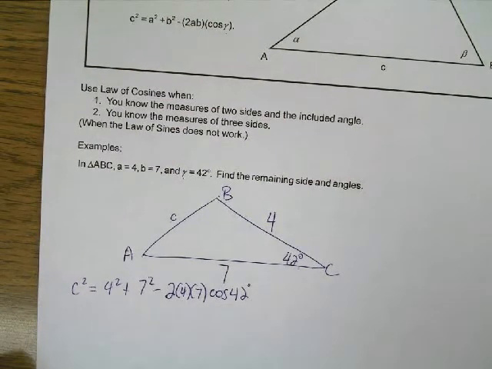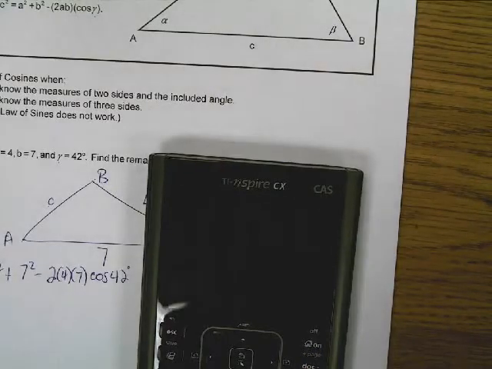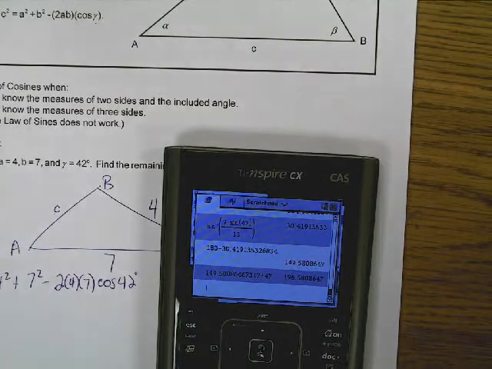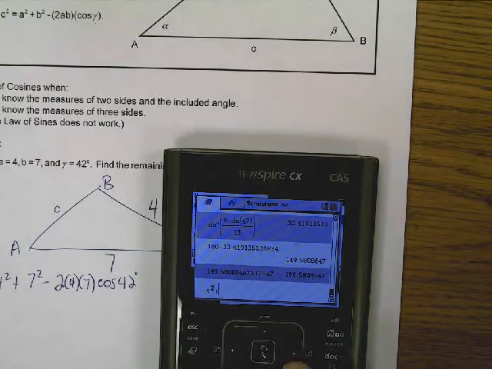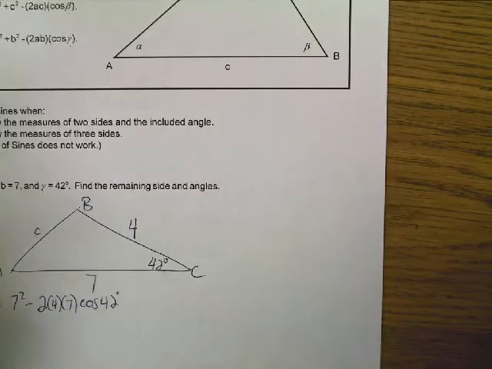That has to happen. All right, when you have a problem like this, where you have the variable already isolated on the left side by itself, there's no variables over here, so you can put all of that side in the calculator and have the calculator give you a number. So I'm going to type 4 squared plus 7 squared minus 2 times 4 times 7 times cosine of 42 degrees. And I'm just going to hit enter and get an answer. It's going to be a decimal. So I get 23.384. Just going to write that down.